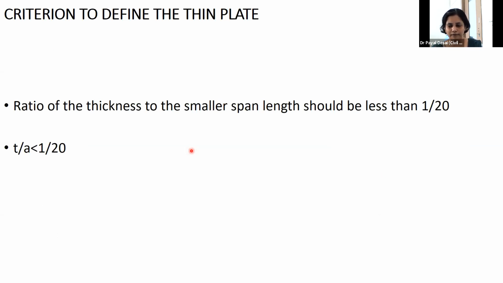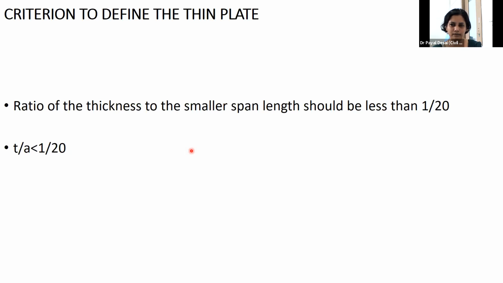Suppose I am having 0.2 meter thickness, and then I am having a 5 meter span, and the ratio of thickness to the shortest span is giving you 0.04. It turns out to be less than 0.05. I can call that a thin plate, and I can apply the theory which we are discussing in today's talk to that particular plate.